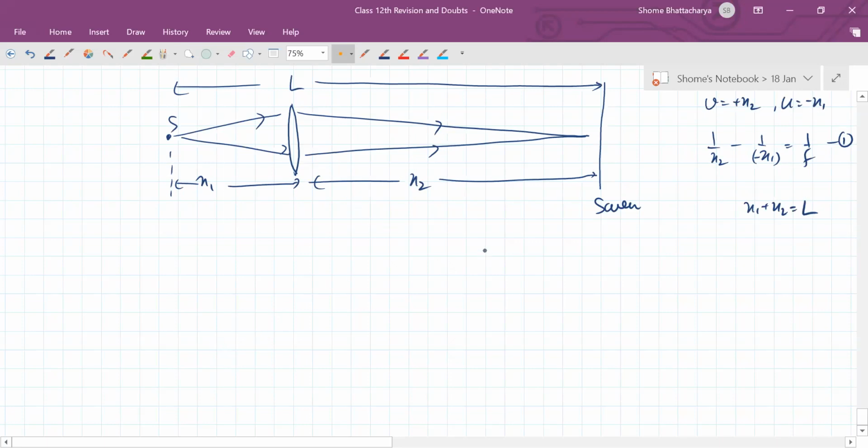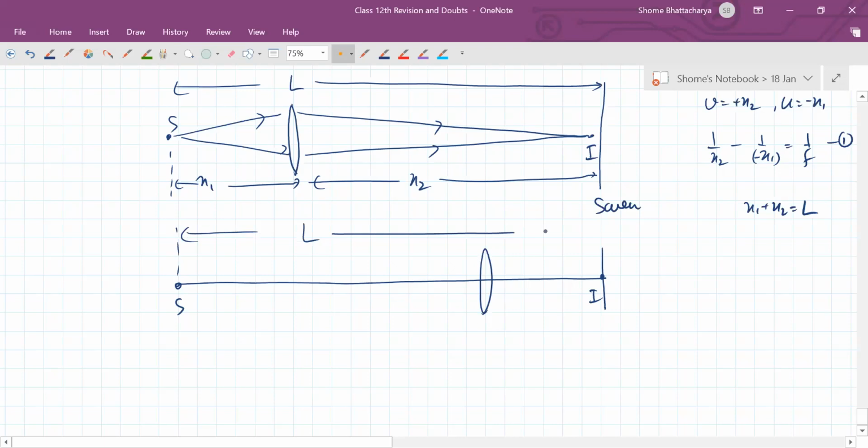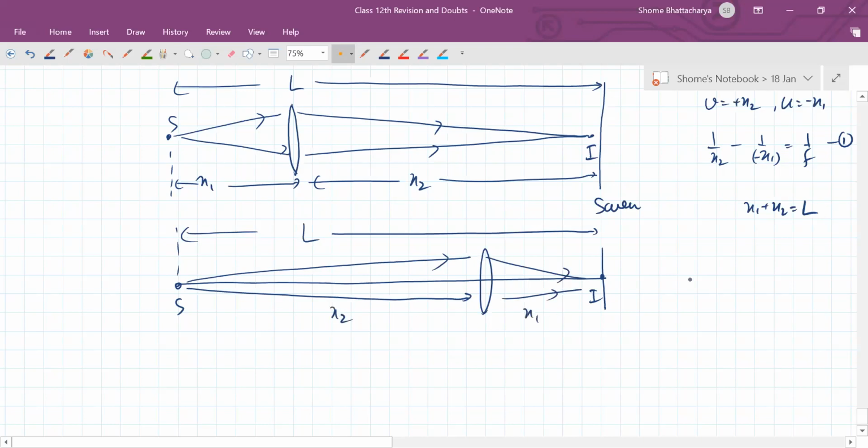Okay, and we will get the second position where this same thing happens. They're like reciprocals of each other. For the same distance between the source and the screen, we get a second position where we get the image on the screen. And that second position will be such that this will be x2 and this will be x1. So we'll have 1 by plus x1 minus 1 by minus x2 is equal to 1 by f. So as you can see, basically, we substitute like this: 1 by x plus 1 upon L minus x is equal to 1 by f.